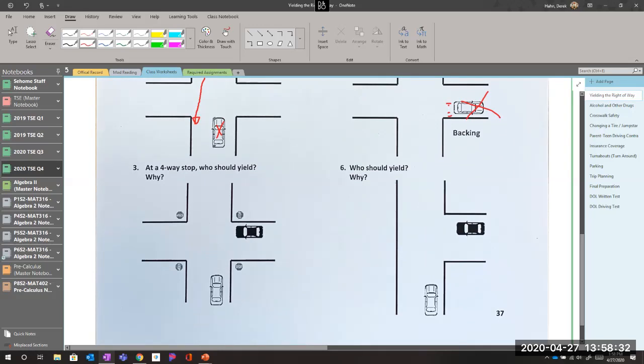Okay. Four-way stop. Say we don't have stop lines painted, but now we do. We both get here at the same time. Who gets to go first? So case one, we get here at the same time. If we get here at the same time, red car has to wait because the car to the right goes first.